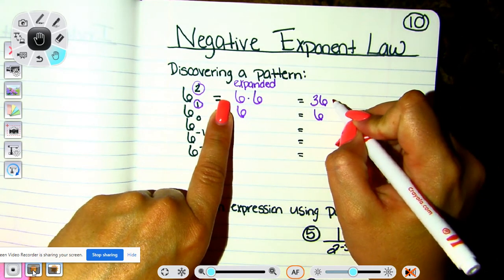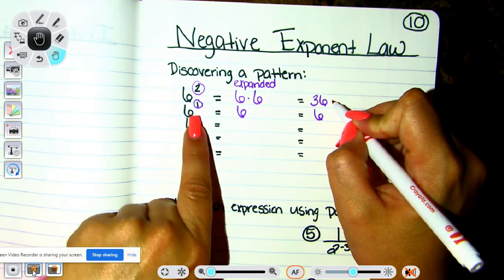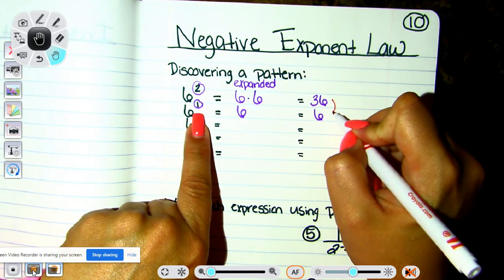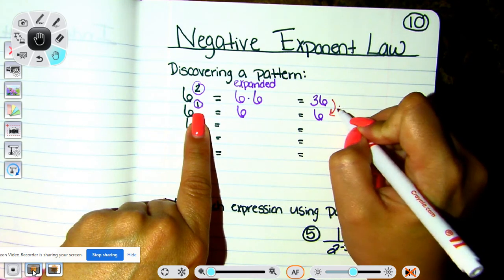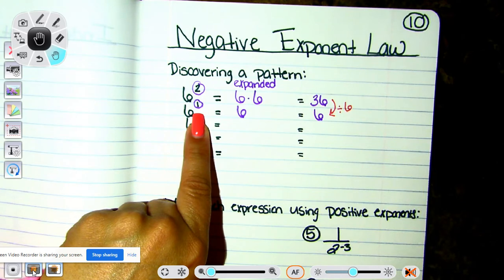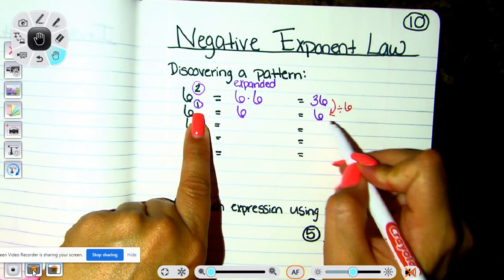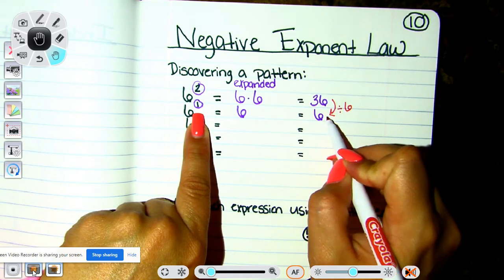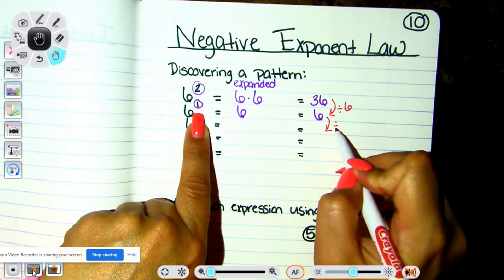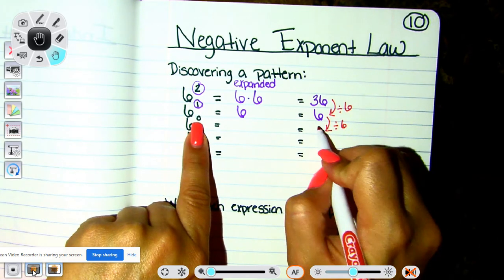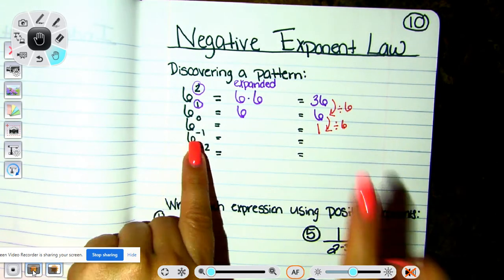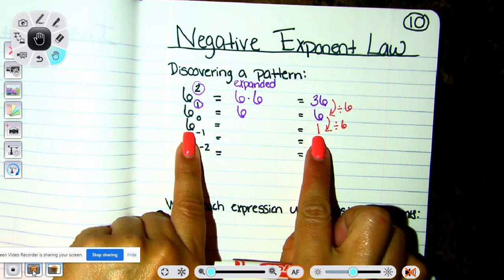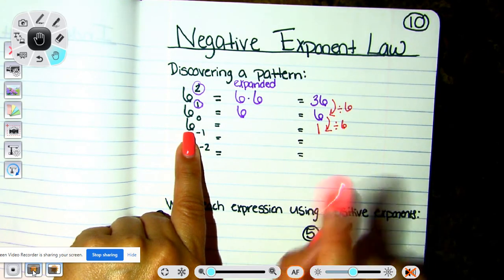we decrease exponents. So we're going from 6 to the second down to 6 to the first. I'm going to move in this direction now. In this case, I'm dividing by 6. 36 divided by 6 is 6. 6 divided by 6, again, I'm decreasing my exponents now, is 1 whole. So again, here we see that anything raised to the 0 power is 1.